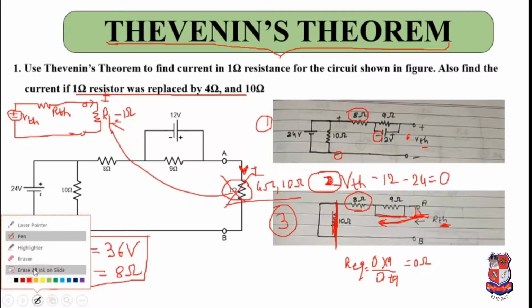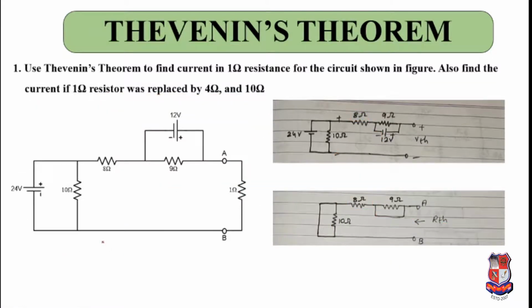So how will we solve it? It is now very simple. You have the value of VTH, that is 36 volts. You know the value of RTH, which is 8 ohms, and you know the value of RL, which is 1 ohm. The equivalent circuit will be like this. This will be your VTH, this will be your RTH, and over here there will be two terminals, where you connect the load resistance RL.